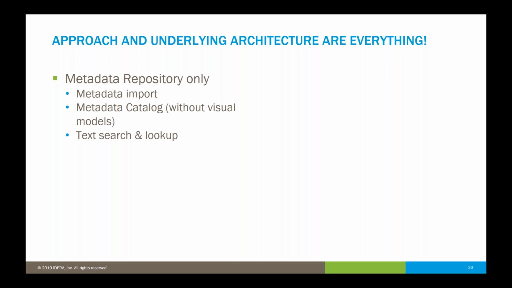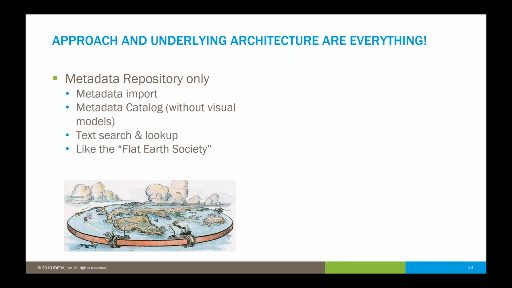Other solutions that consist of just a metadata repository only may do something like a metadata import. There may be a metadata catalog that doesn't have any corresponding visual models to clarify it. And typically you're finding that metadata through matching or text search and lookup. I call this the Flat Earth Society because what it's really doing is giving you a very flat picture of what's really occurring with your data in the organization.